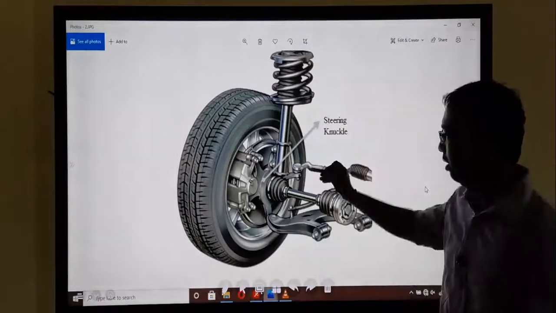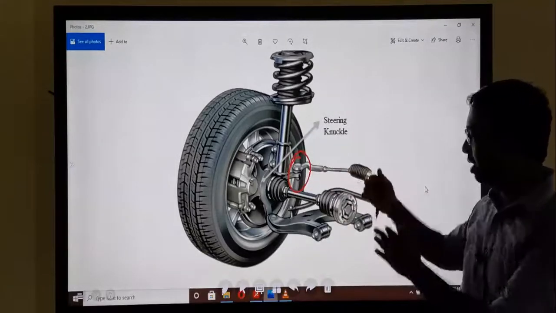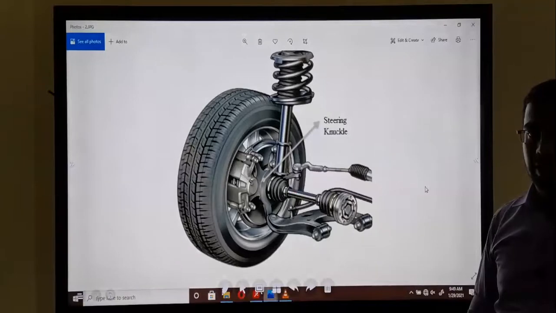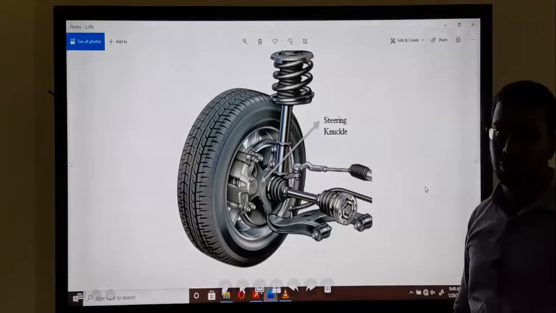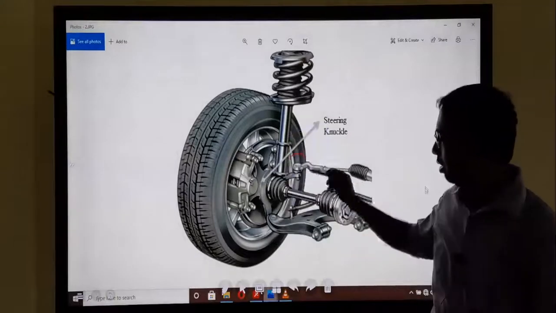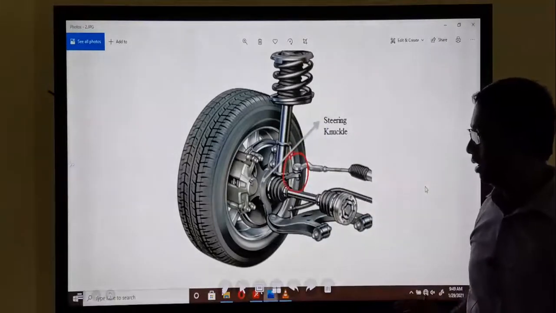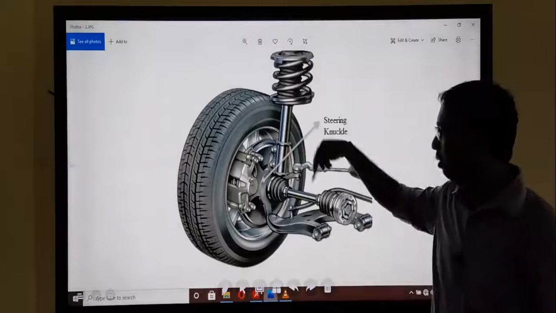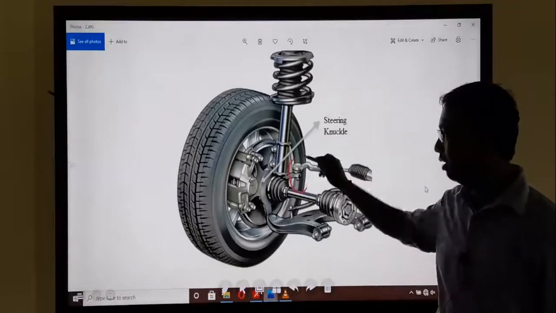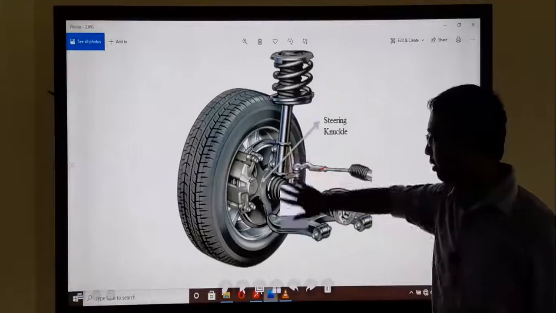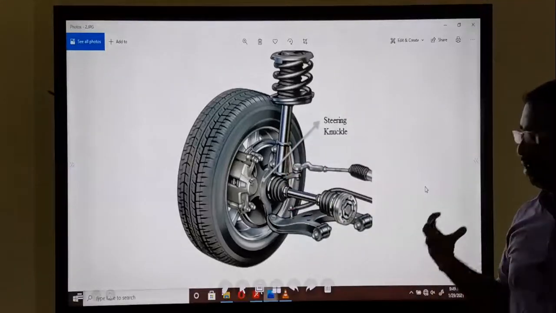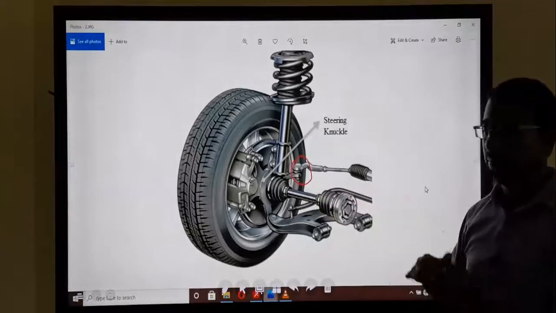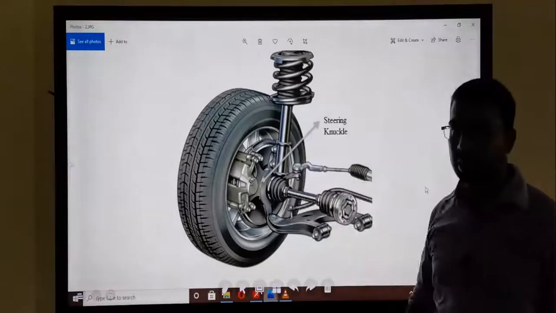We can bend or twist this joint according to the steering applied. According to the direction of the steering, this joint can move the steering left or right. It is not hard or stiff; this joint can move at its axis.